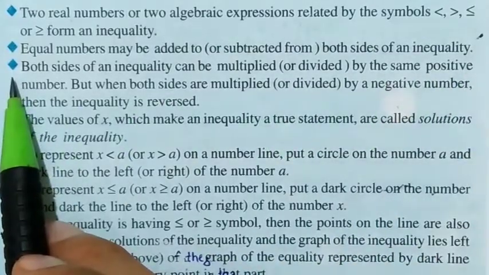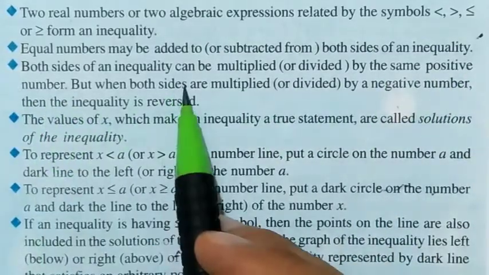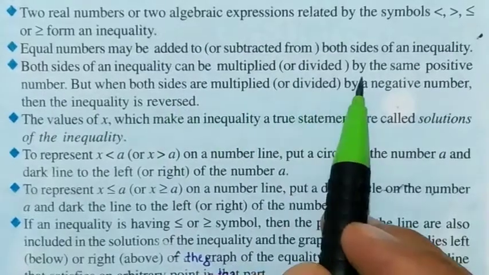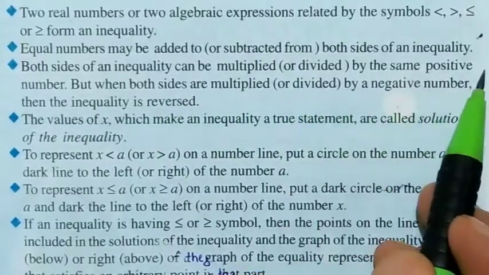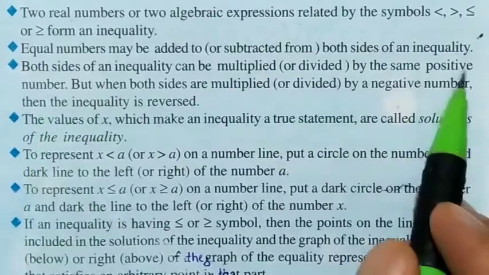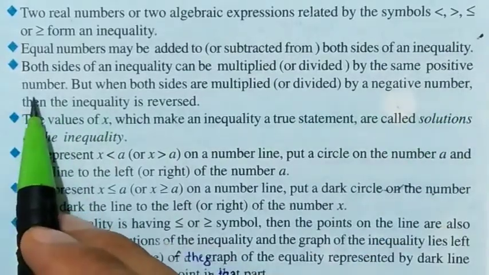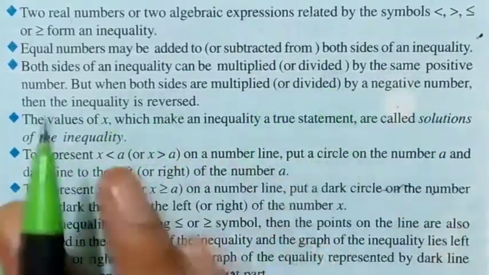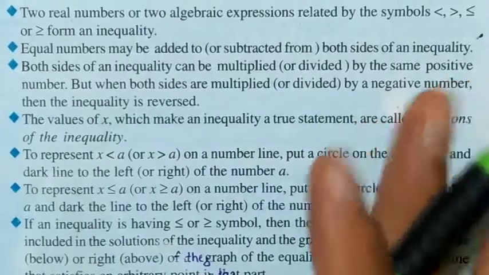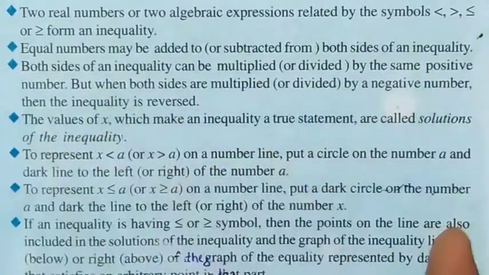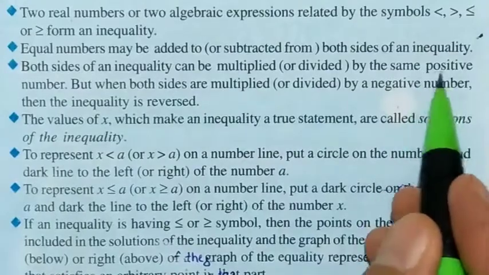Third, very important point: both sides of an inequality can be multiplied or divided by the same positive number. If any inequality is given, we can multiply or divide both the sides by the same positive number.